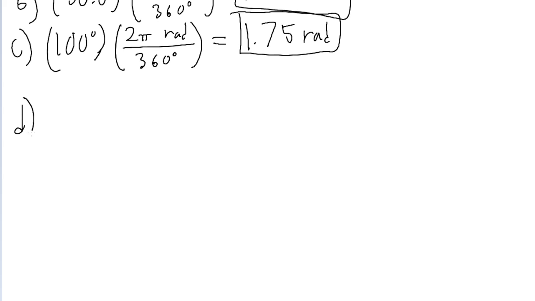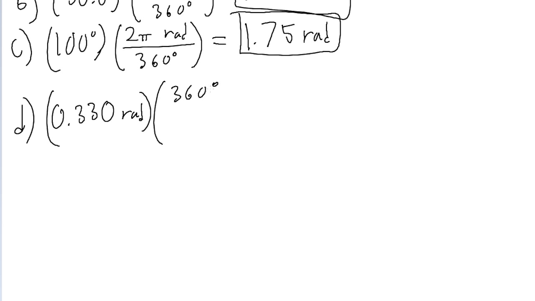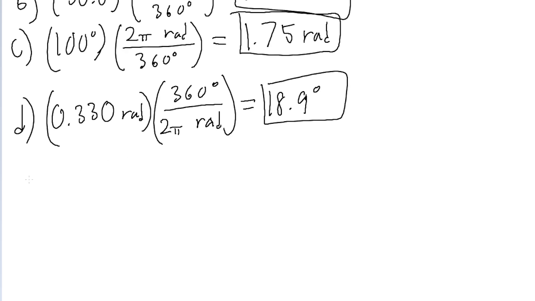So, for part D, we're given an angle of 0.330 radians. So we'll be using the same conversion factor, but now 360 degrees is in the numerator because we're converting to degrees, and the angle with radians is in the denominator. So now the radians cancel out, and we're left with degrees, giving us an angle of 18.9 degrees, being our answer to part D. Now we'll use the same process as D for parts E and F.